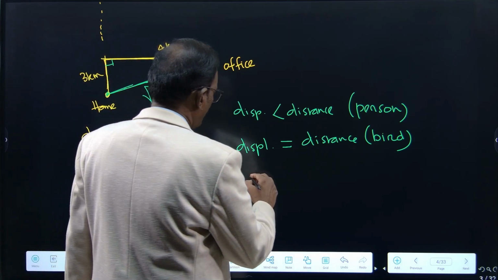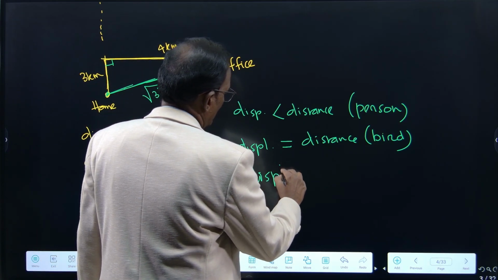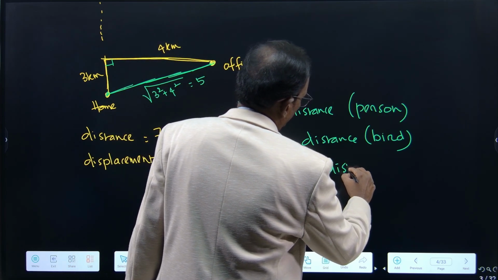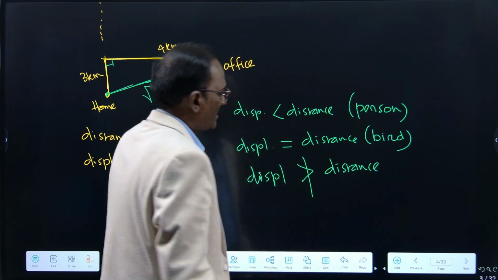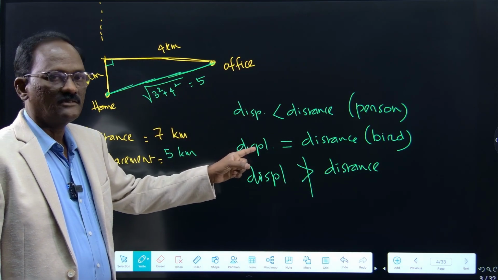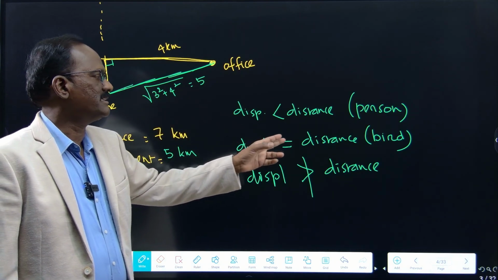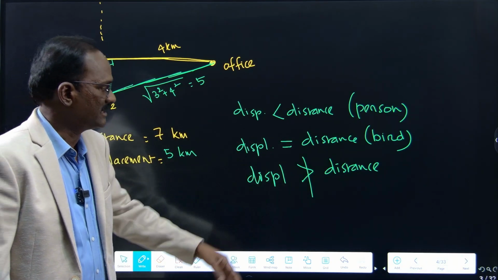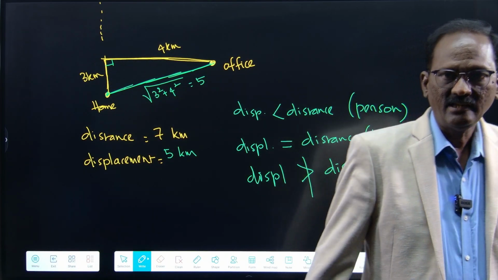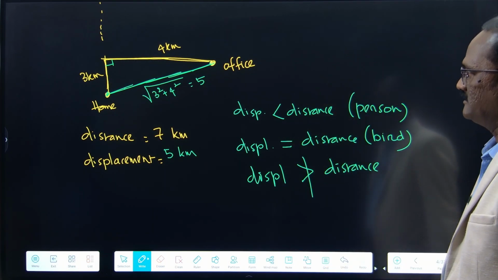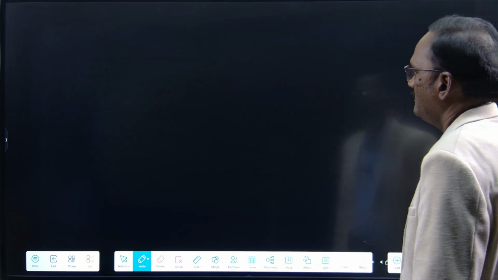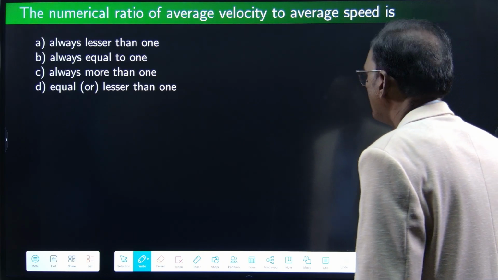So, displacement cannot be greater than distance. This is the concept. Displacement, either it must be less than the distance or, at the maximum, it is equal to the distance. It never becomes greater than the distance. So this is what we learn from this simple example. This is the person's path and this is the bird's path.